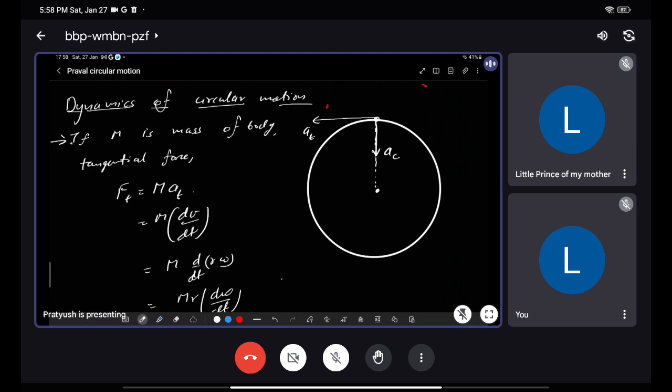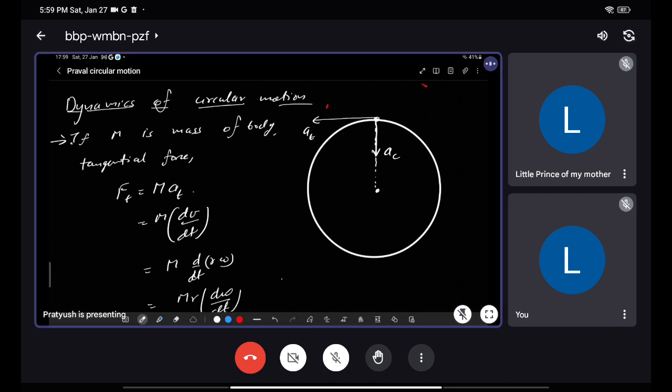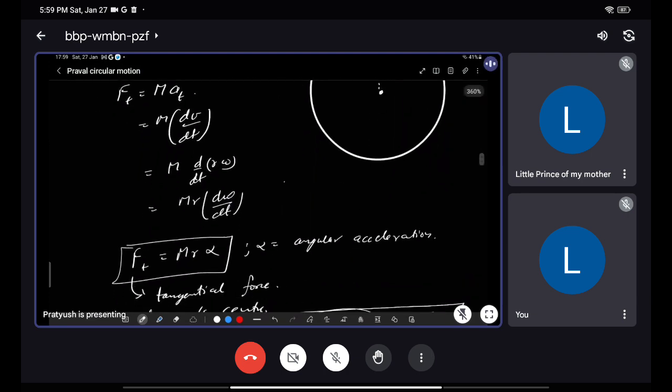What is the tangential force? m into dv by dt. Instead of dv by dt, we can write r d omega by dt. So ultimately the force will be m r alpha. Alpha is the angular acceleration and F will be the tangential force.